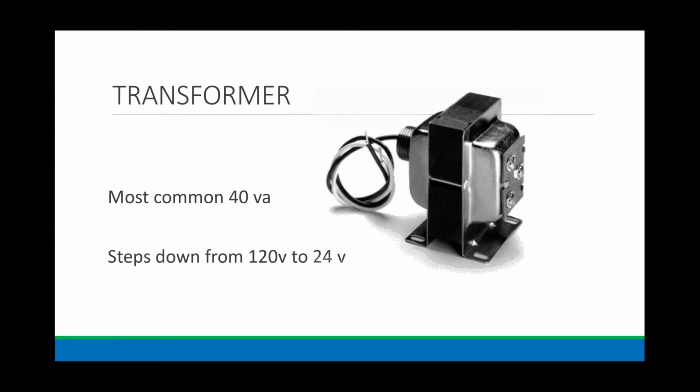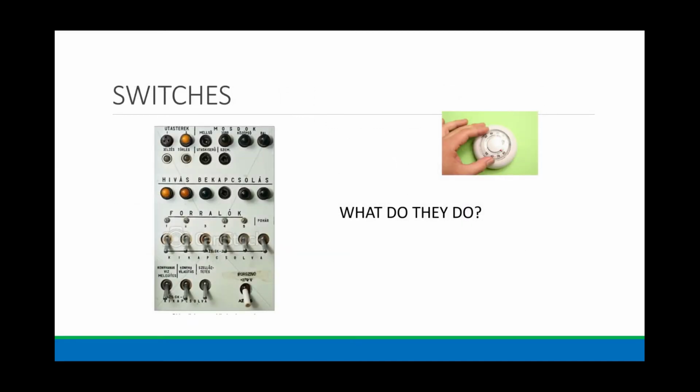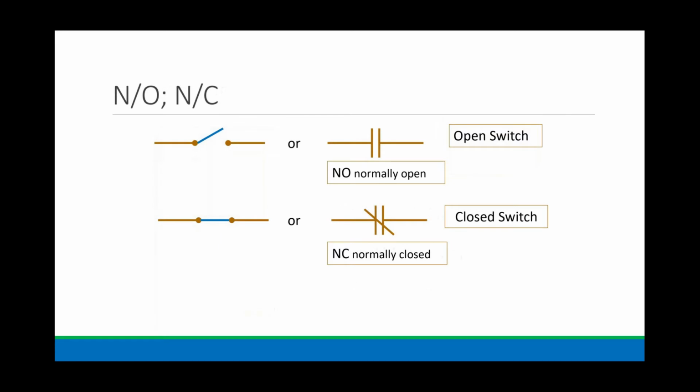Our switches in our systems, we have multiple types of switches. And what do switches do? They're going to turn things on. They're going to turn things off. That's basically what a switch is going to do. Now, how do we identify our switches in our systems? Well, two of the most important symbols you're going to see are NO and NC. NO means normally open. That means the switch is set up in a normally open position with no power applied.